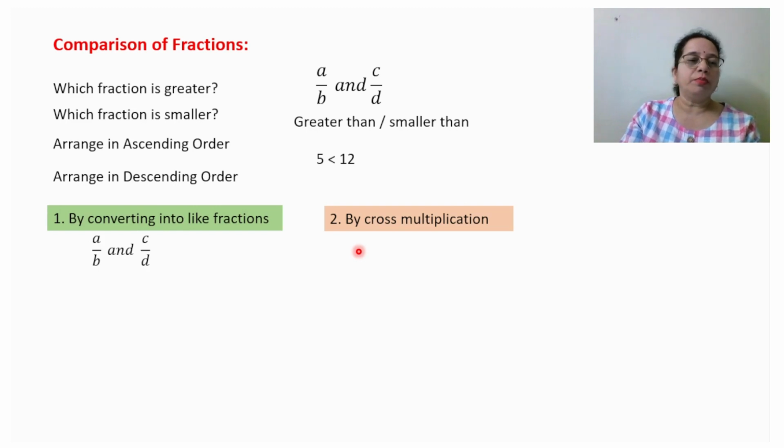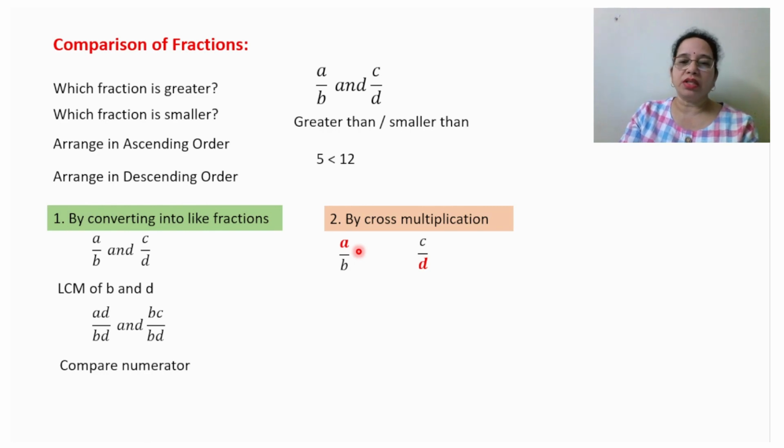If A upon B and C upon D are two unlike fractions, then we will convert them into like fractions. In my earlier video I have already told you how. So now we will compare the numerators and we will decide which one is greater.